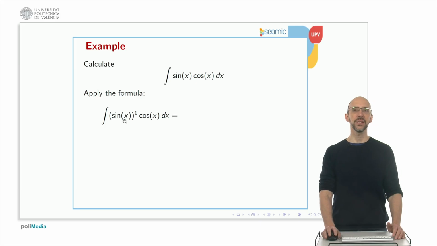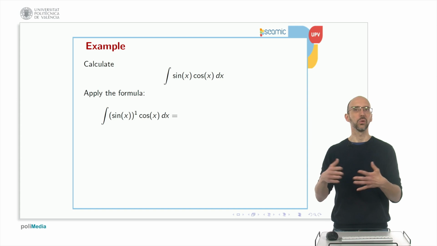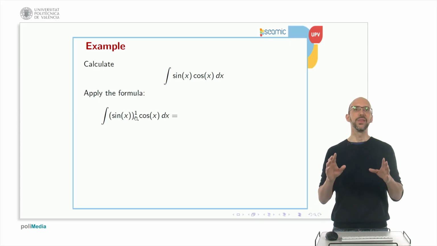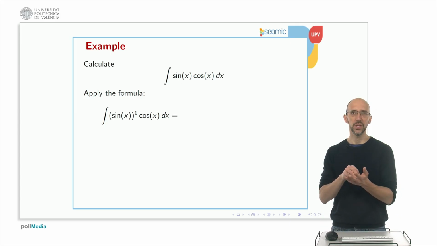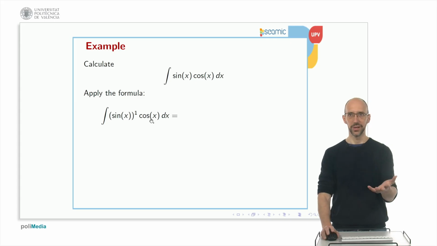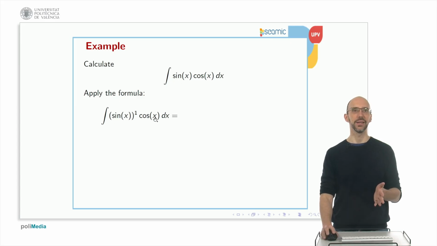I have sine of x power to 1. Okay, this is obvious. Sine anything power to 1 is exactly the thing I need. So I have a function power to a number. And then the question you need to ask yourself is the following. Is the derivative of this function outside? And the answer is, probably all of you are saying yes. The derivative of sine is cosine. So I got a function power to a number, and outside is the derivative of this function. Perfect. So I got everything I need in order to apply the formula.